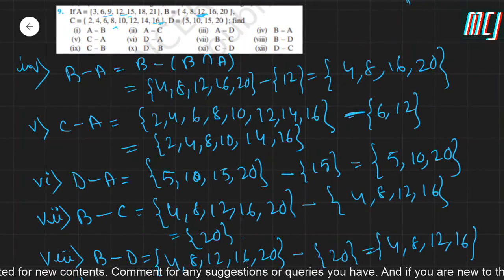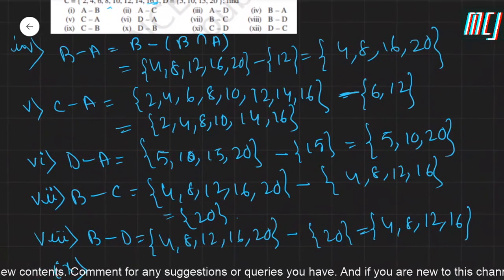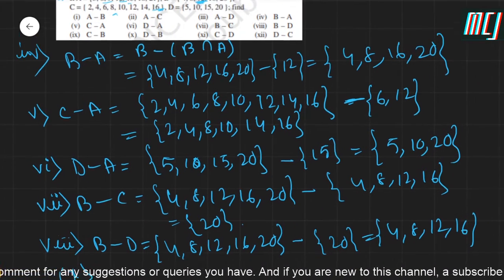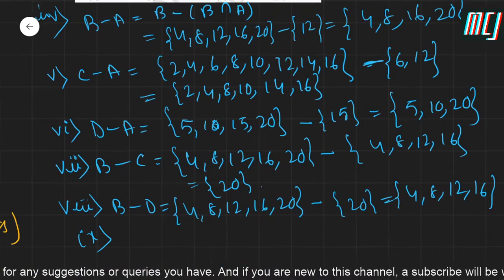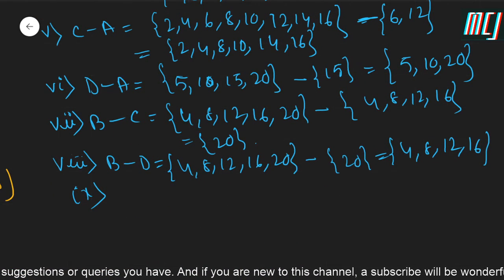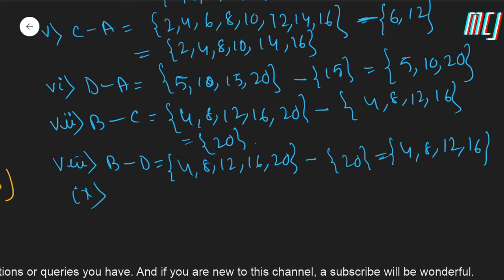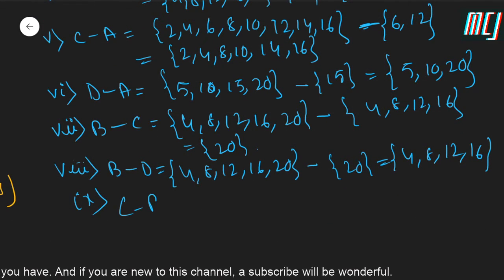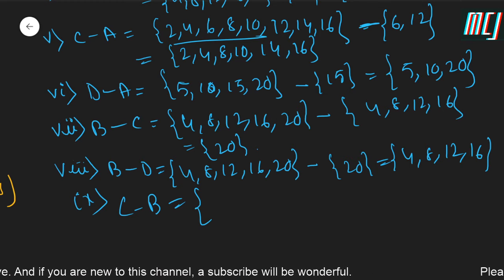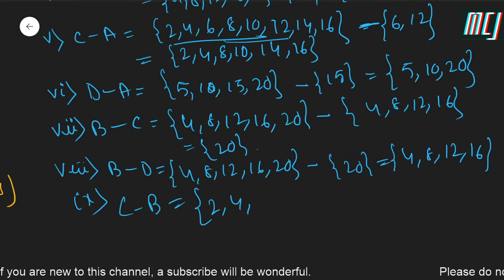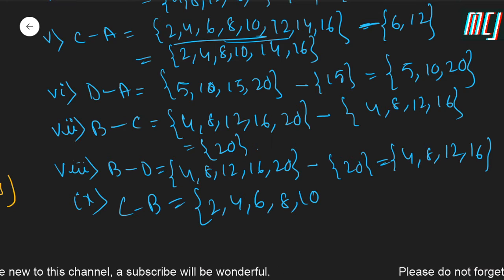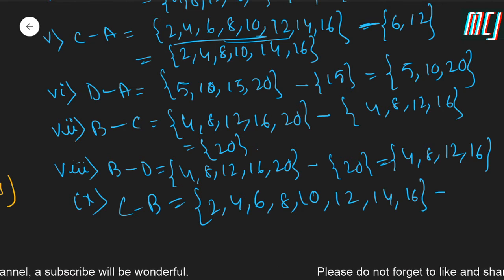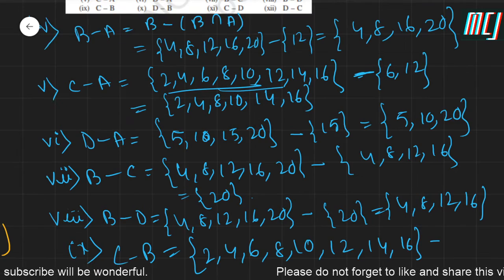So see what is saying, C minus B. Then what is the C set? We'll write first. C set is 2, 4, 6, 8, 10, 12, 14, 16. Okay, first I am writing this C minus B. So C minus B. We know this is the C set, that is 2, 4, 6, 8, 10, 12, 14 and 16 minus C intersection B. That means basically B intersection C.